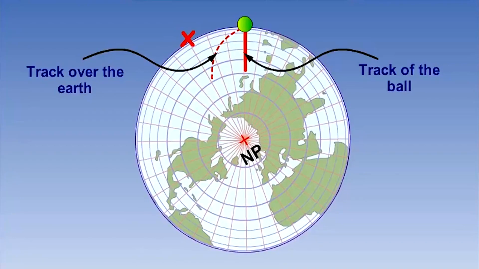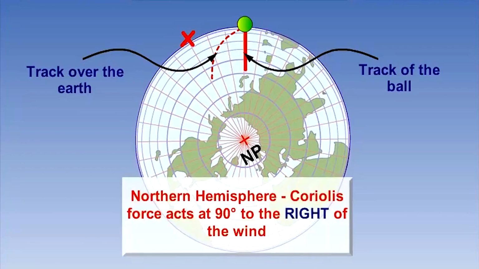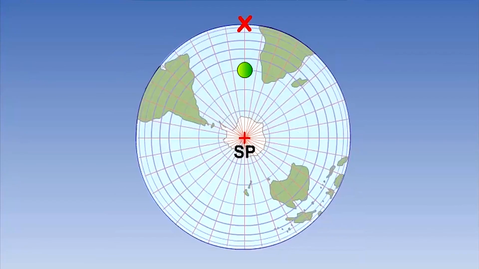Wind will behave in exactly the same manner if it tries to flow from the 60 degrees north position towards the equator. We can therefore suggest that due to the rotation of the Earth, the wind has been deflected to the right as it has traveled along the surface. In the northern hemisphere, we can say that the Coriolis force acts at 90 degrees to the right of the wind. In the southern hemisphere, looking down on the South Pole, the effect is reversed.